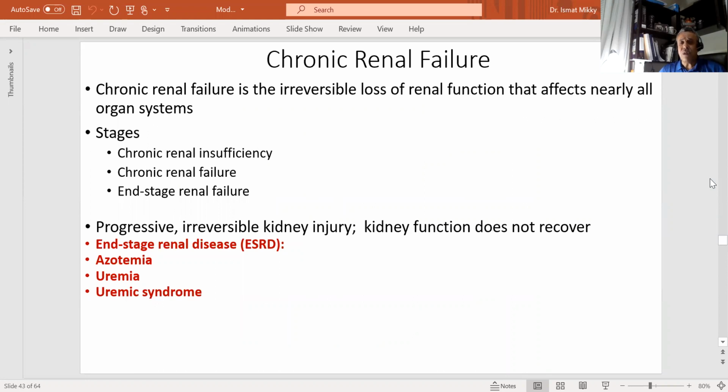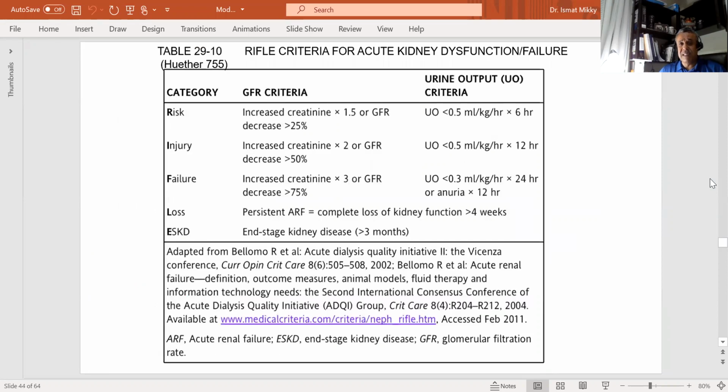Now, chronic renal failure can be classified according to the RIFLE classification system: risk, injury, failure, loss, and then the last stage, end-stage renal disease or kidney disease, ESRD or ESKD, which is the irreversible stage. So the classification from the least to the highest severity is risk, injury, failure, loss, and then end-stage renal disease.